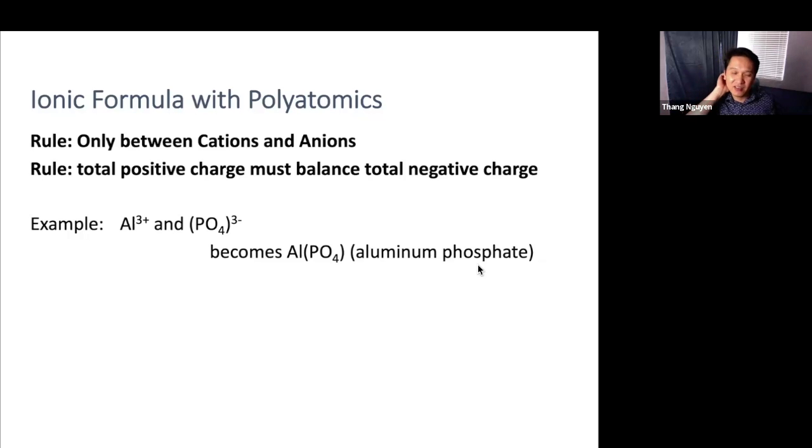Now in a higher level chemistry class, the professor is probably more picky. Anytime the polyatomic has a subscript of 1, you should get rid of this parentheses. But in this class, you can keep it. It's fine. Let's do another example.